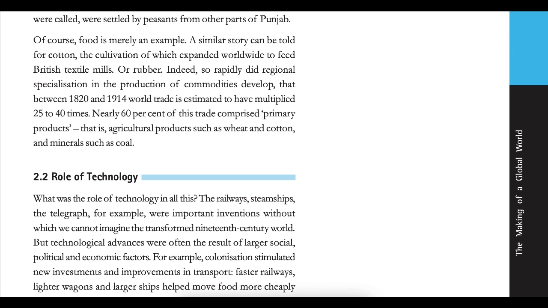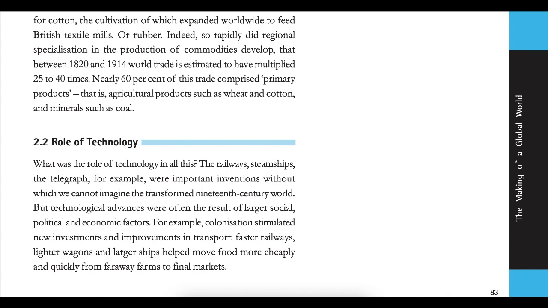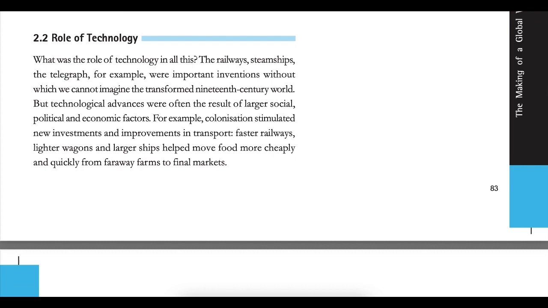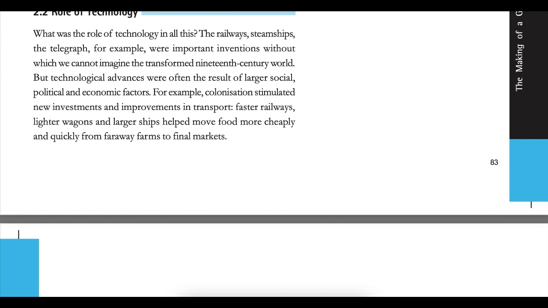Nearly 60% of this trade comprised primary products, that is, agricultural products such as wheat and cotton, and minerals such as coal. Role of technology. What was the role of technology in all this? The railways, steamships, the telegraph, for example, were important inventions without which we cannot imagine the transformed 19th century world.